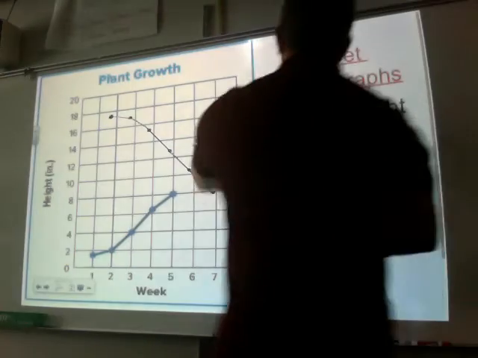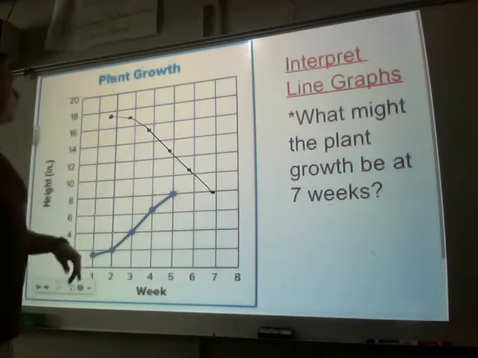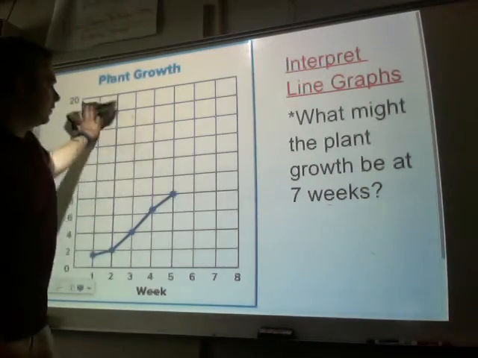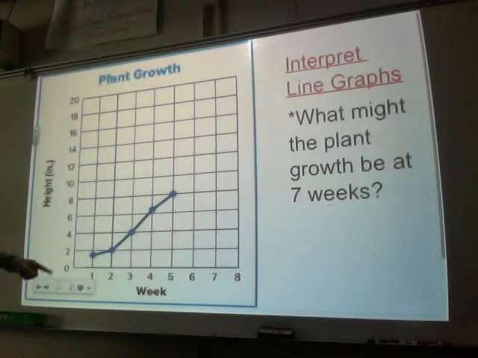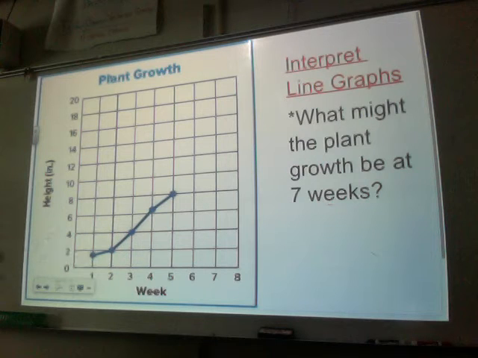All right, so interpreting line graphs, we just talked about a little bit. What might the plant growth be at 7 weeks? So I need to erase this, of course. So we have plant growth. After 1 week, the height in inches was almost 2 inches. It was probably 1.8, okay? And then after 2 weeks, it was 2 inches.